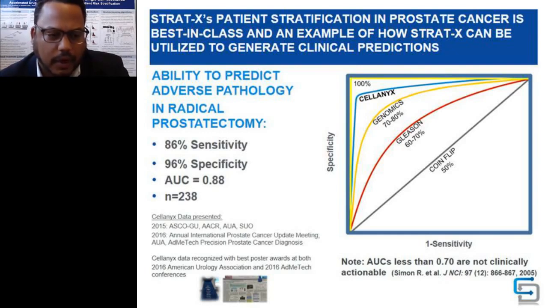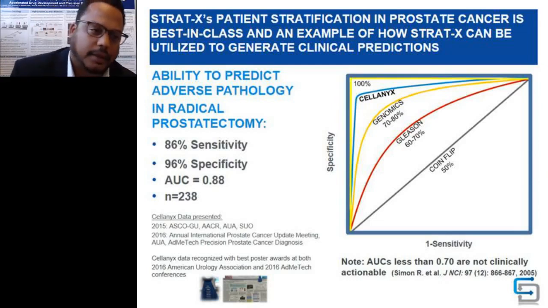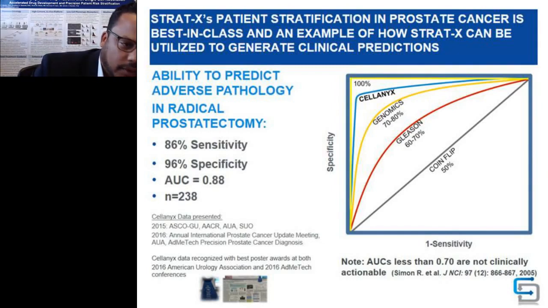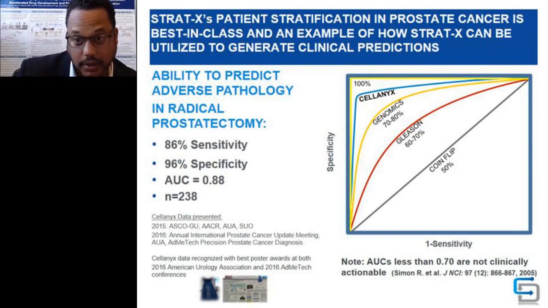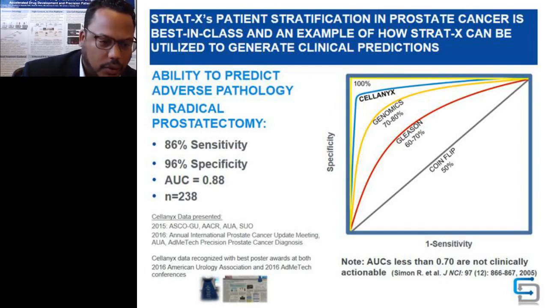And so what we've done is we've taken 238 samples, patient samples, and predicted that with relatively high sensitivities and specificities. And this data was presented in the American Urological Association in 2016, and received a Best Poster Award for a prostate cancer biomarkers for risk stratification.